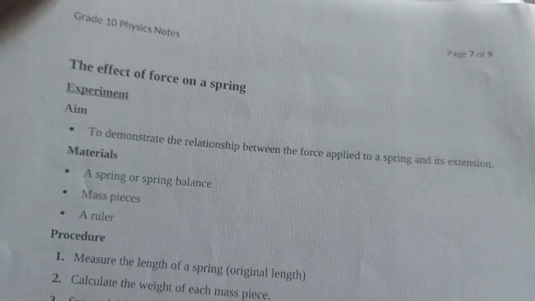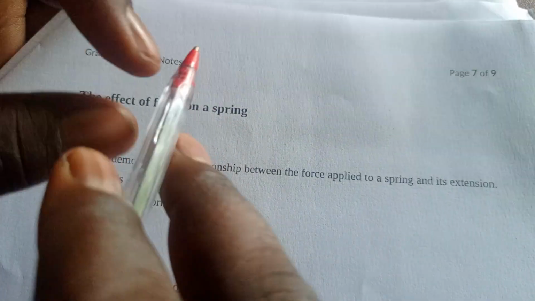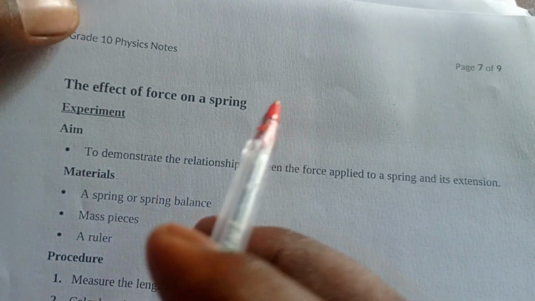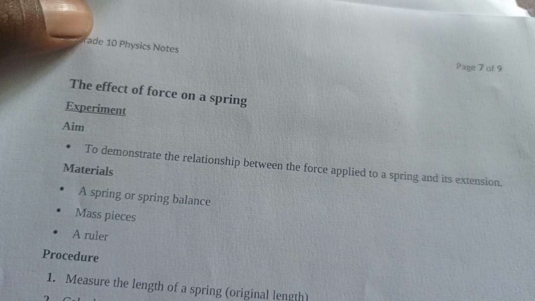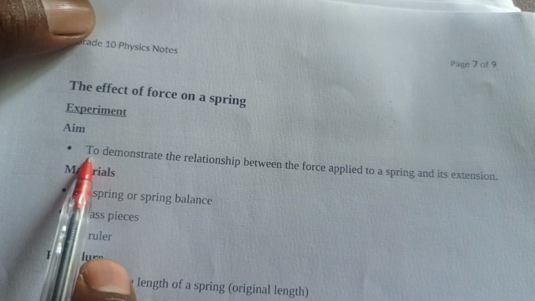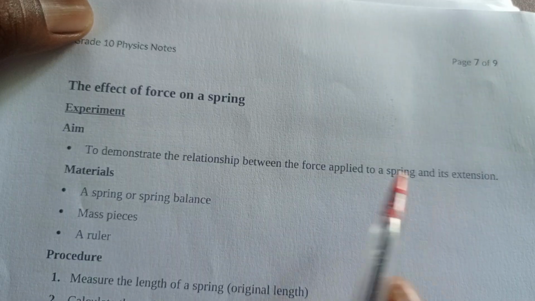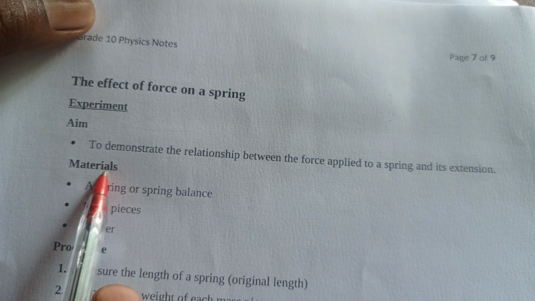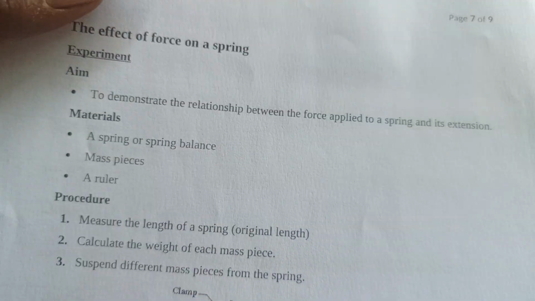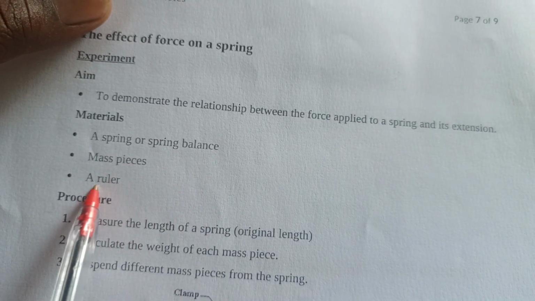We go to the crucial part, which is the effect of force on a spring. For example, if I have a spring, what happens when you apply a force on the spring? I have an experiment here. The aim of this experiment is to demonstrate the relationship between the force applied to a spring and its extension. The materials needed are: first, a spring or spring balance; second, mass pieces of different masses; and a ruler.